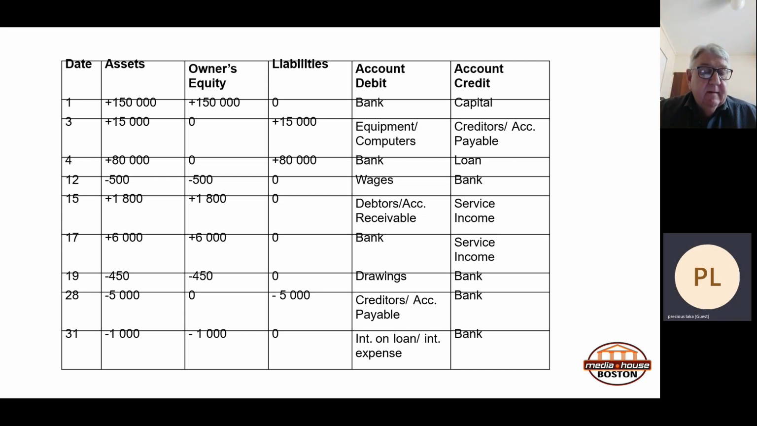So we're getting stock, which makes our assets a plus, right? That's right. So 10,000. Okay. But we haven't paid it back. No. So that would be a plus on the liability. That's right. 100%.